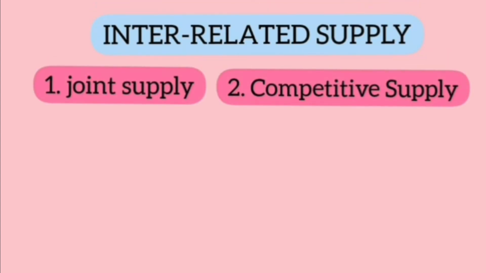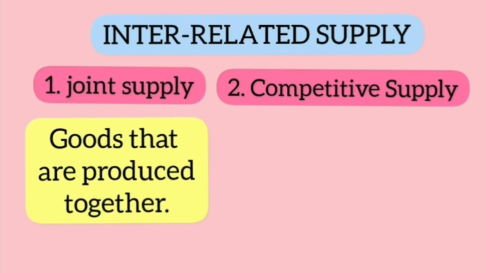Interrelated supply. Interrelated supply is divided into two: joint supply and competitive supply. Joint supply is goods that are produced together. For example, meat and leather, petrol and gas. When the supply of meat increases, the supply of leather also increases.